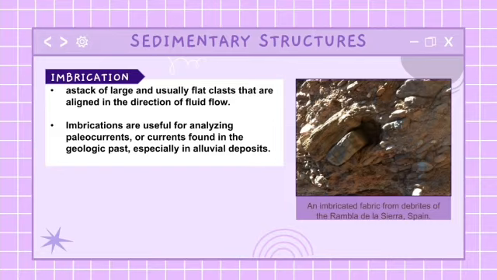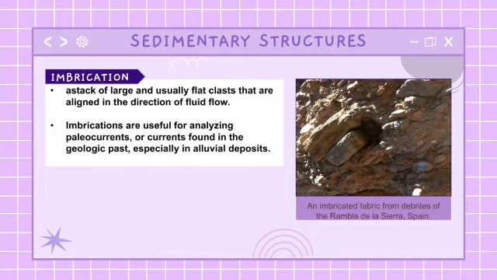The last one in sedimentary structures. Imbrication is a stack of large and usually flat clasts that are aligned in the direction of fluid flow. Imbrications are useful for analyzing paleocurrents or currents found in the geologic past, especially in alluvial deposits. So, here is an example, an imbricated fabric from debris of the Rambla de la Sierra, Spain.